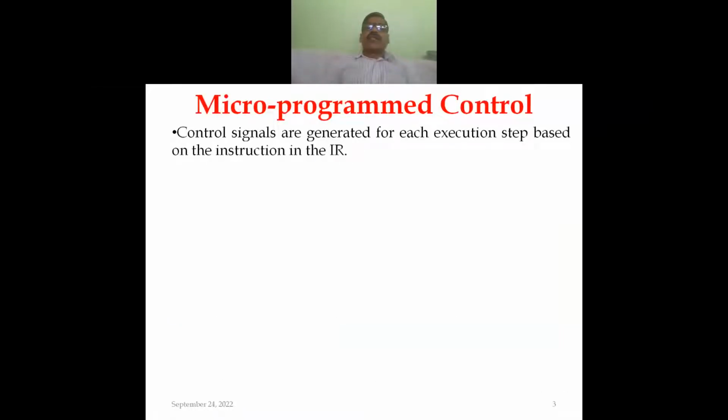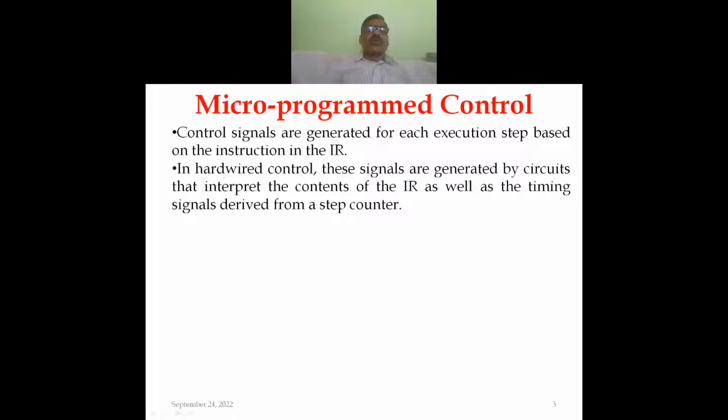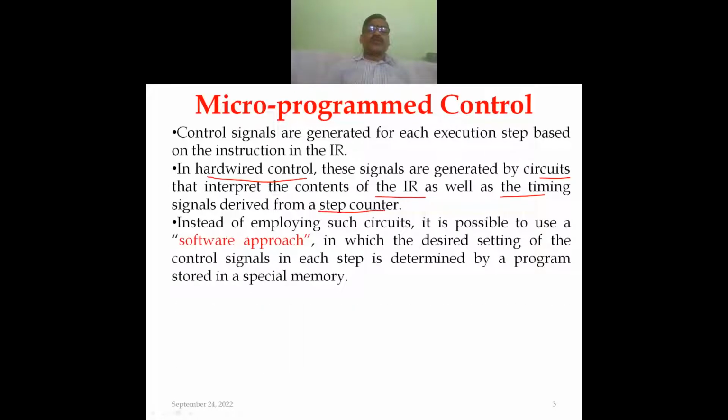The control signals are generated for each execution step based on the instruction in the IR register. Earlier we have seen that in hardwired control, these signals are generated by a circuit that interprets the contents of IR as well as the timing signals derived from a step counter. That electronic circuit generates the signals, and that is what we named hardwired control.